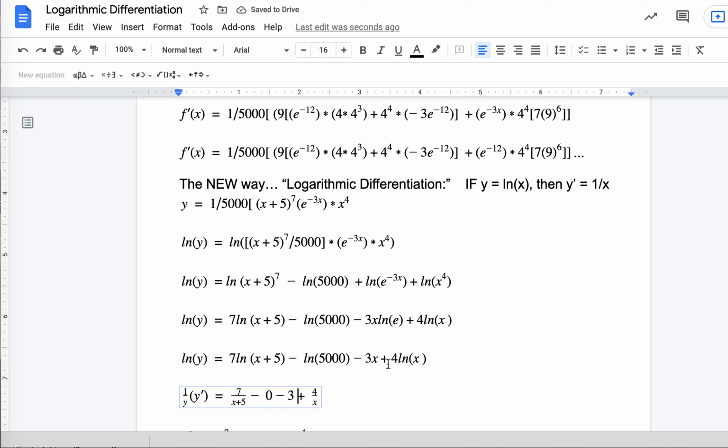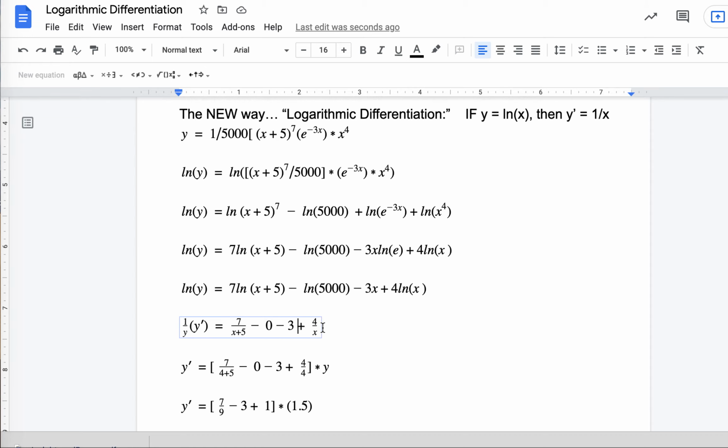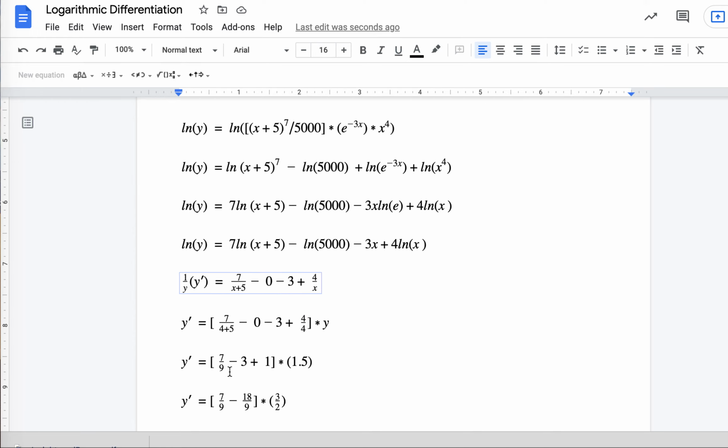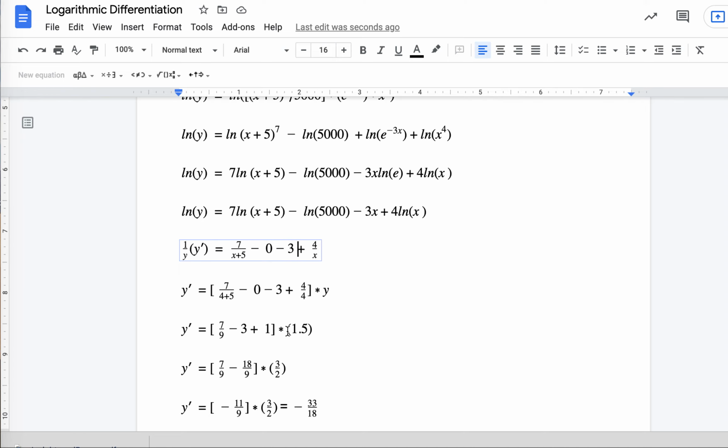And then the derivative of 4 times the ln of x is 4 over x. The derivative of the ln is just 1 over x. So there we go. This is not too bad then, because now I've got it much, much simpler. I can substitute in 4, and then I can multiply both sides by y to get rid of that 1 over y. So there's my y that's appearing when I multiply, and I can plug in my 4, and I wind up with 7 over 9 minus 3 plus 1 is negative 2. And then I've got my 1.5.